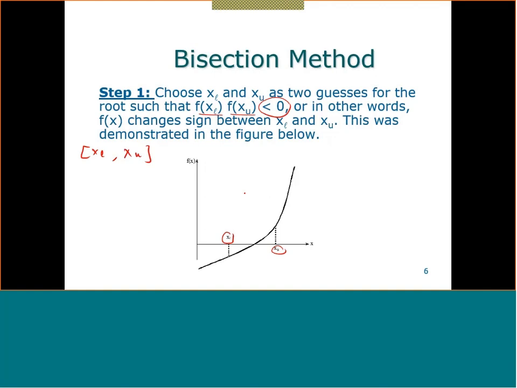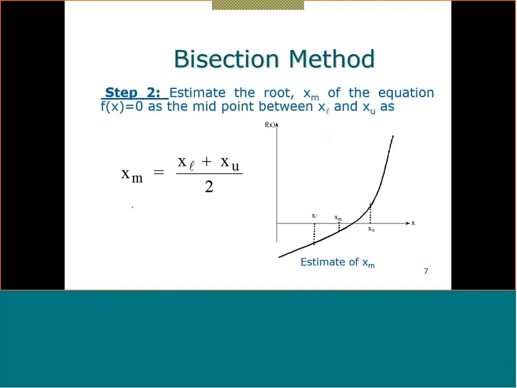Now I need to start the estimate. Where is this root? Where is the best estimate, if not in the middle between these two numbers? So this is the best estimate that you can make. You will find xl plus xu divided by 2. This is the best estimate, which we call x of m. So now this is your first estimate of the root, something in between.